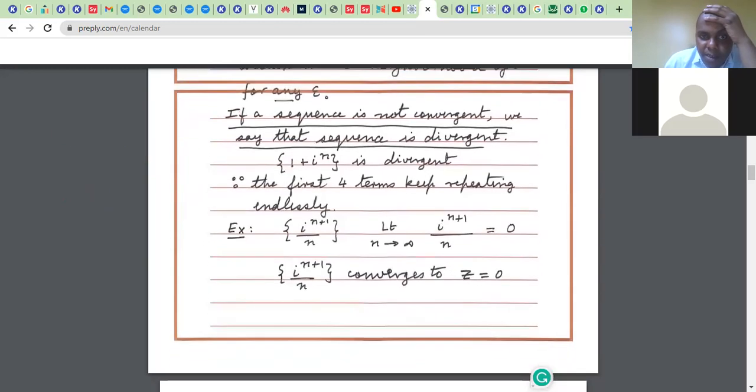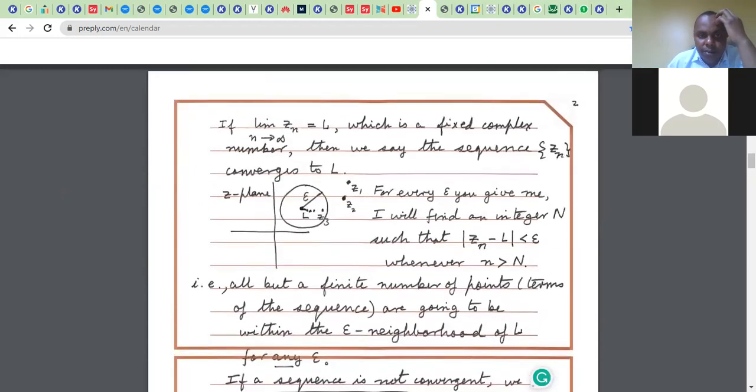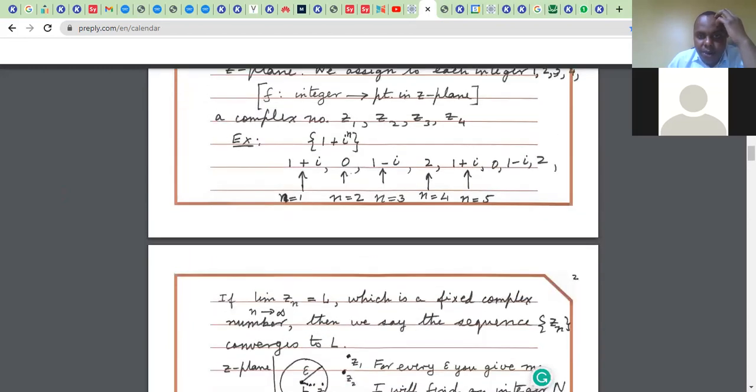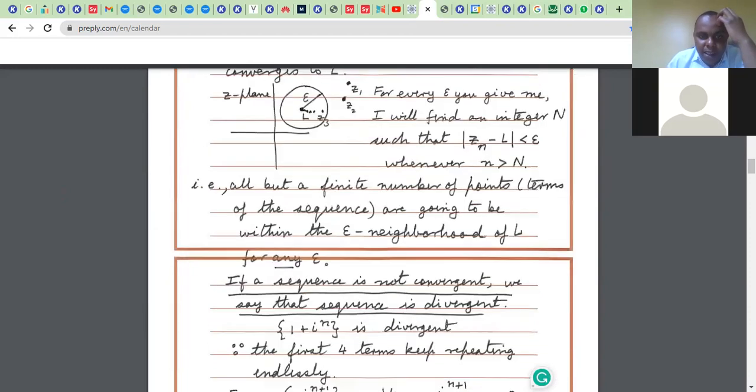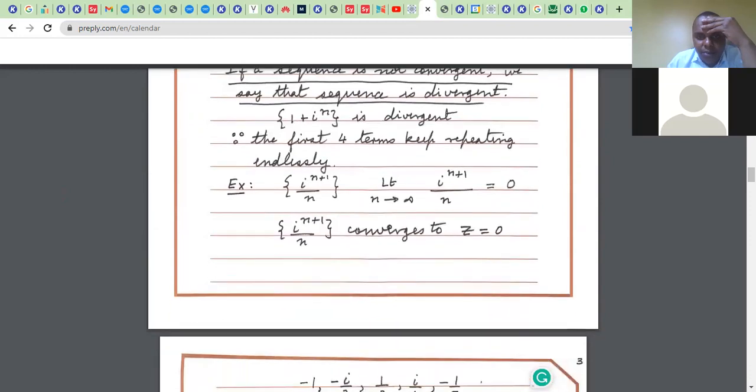So if a sequence is not convergent, we say that the sequence is divergent. And this is an example of a divergent sequence. It's not heading somewhere. It has no direction. So 1 plus i^n is divergent. Therefore, the first 4 terms keep repeating endlessly. So it has no direction. It will keep repeating itself. Okay, I understand. 1 plus i^0, 1 minus i^2, 1 plus i^0, 1 minus i^2. It's going nowhere. Each fifth position is repeating.